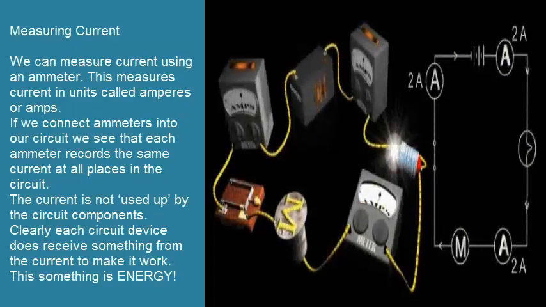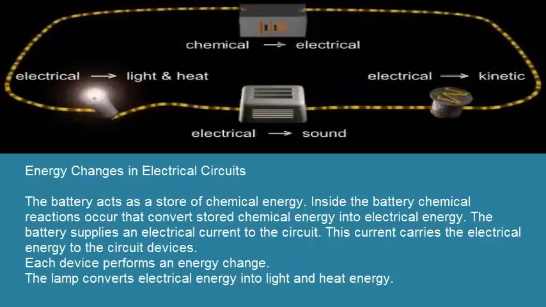Measuring current. We can measure current using an ammeter. This measures current in units called amperes, or amps. If we connect ammeters into our circuit, we see that each ammeter records the same current at all places in the circuit. The current is not used up by the circuit components. Clearly, each circuit device does receive something from the current to make it work. This something is energy.